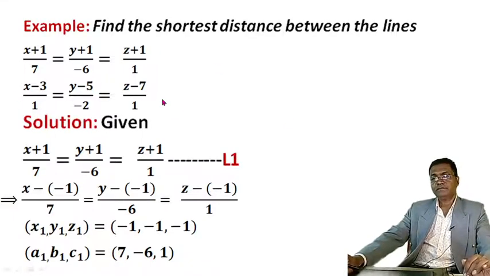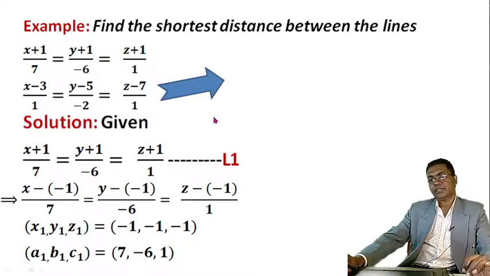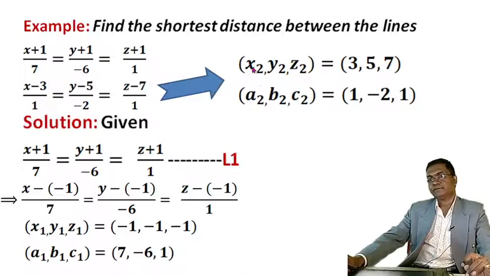Similarly, compare this with the standard equation and find x2, y2, z2. Directly this is your x2, y2, z2, because it is already in the standard form. And the direction ratios a2, b2, c2 are 1, minus 2, 1. Okay, so here they are.